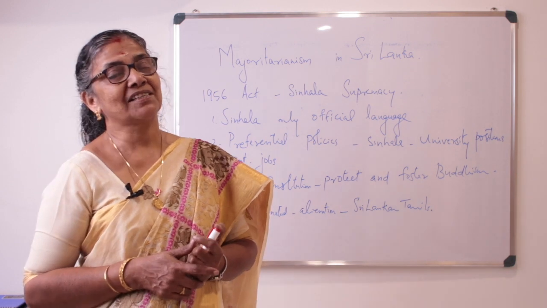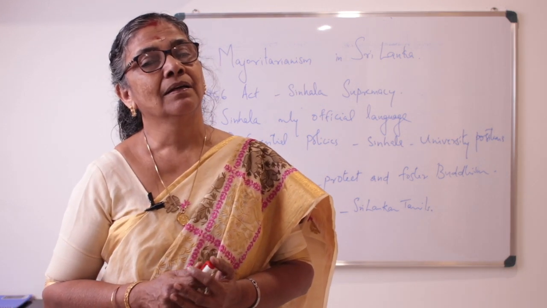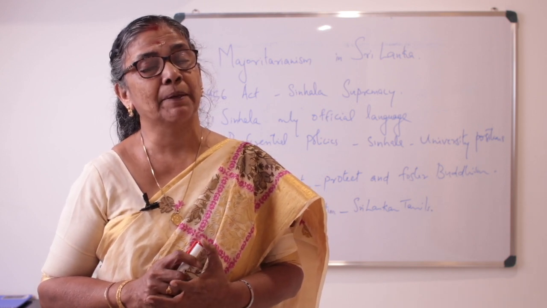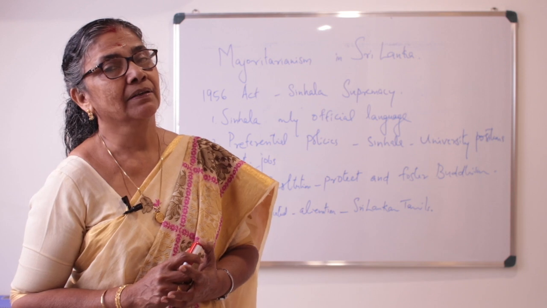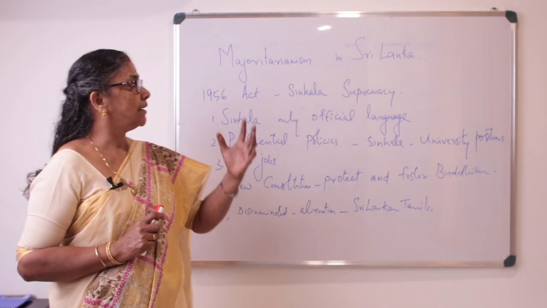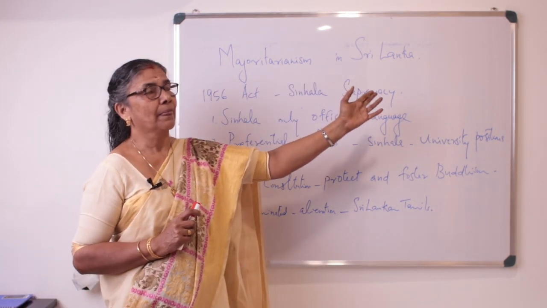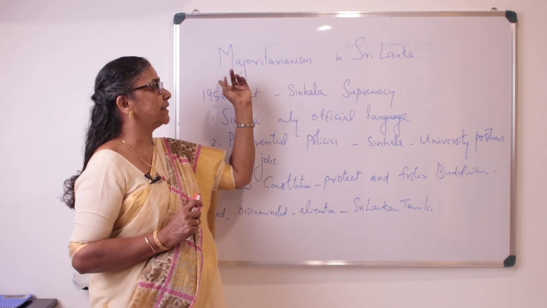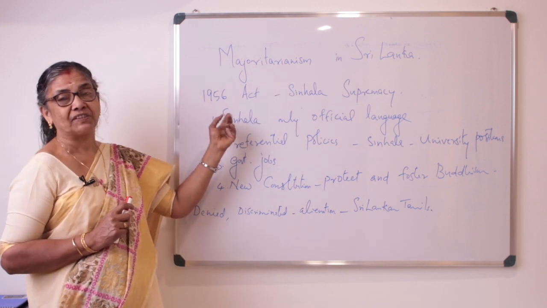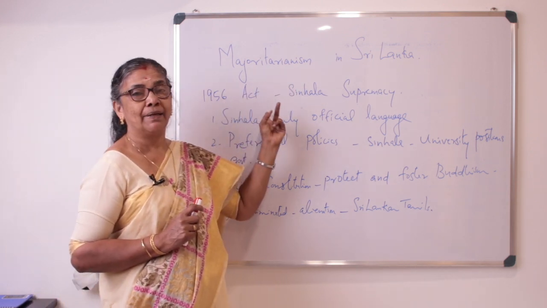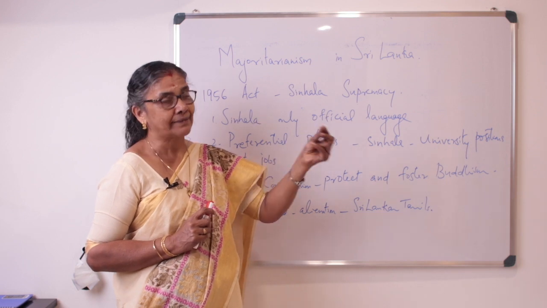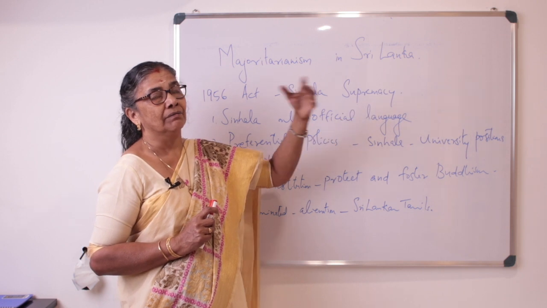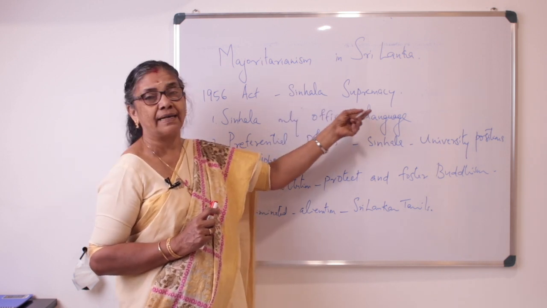Namaste. Last session we were talking about the language differences between Dutch and French speaking people in Belgium and Brussels. Here we can see more about Sri Lanka. Sri Lanka has adopted majoritarianism. In 1956 the Sri Lankan government introduced a new act, through which they wanted to dominate the Tamil people. We call this Sinhala supremacy.